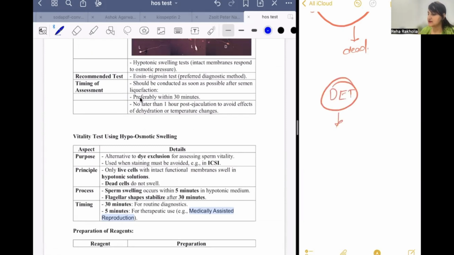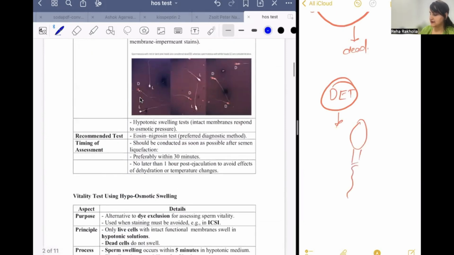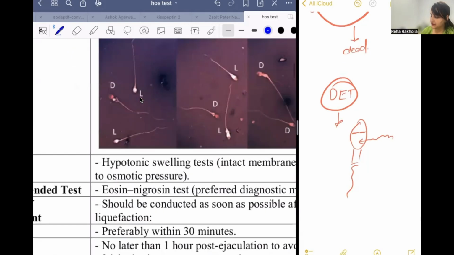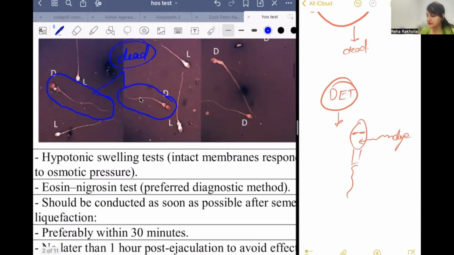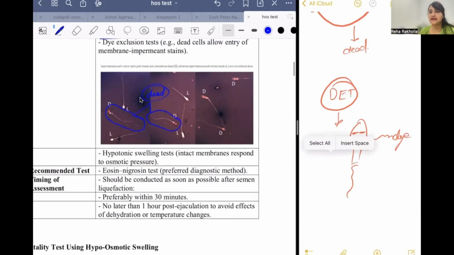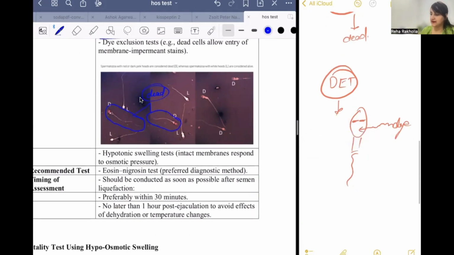In the dye exclusion test, what happens? Dead sperm let the dye enter. These are dead sperm, they cannot prevent it, so they let the dye enter and turn red or pink. Can you see? These are red or pink sperm, so that means they are dead, because they are letting the dye enter. If we are alive, we won't let any bad thing enter into us, but if we are dead, any bad thing can enter into us.